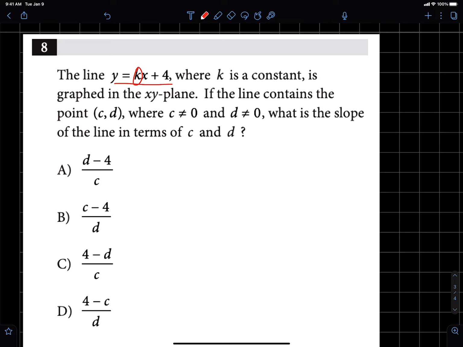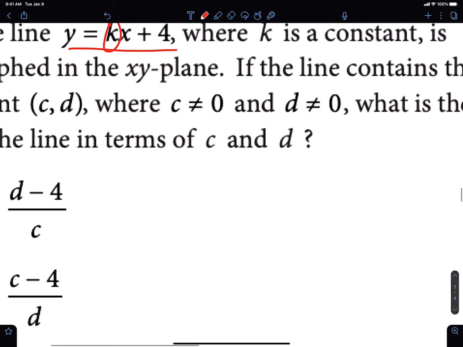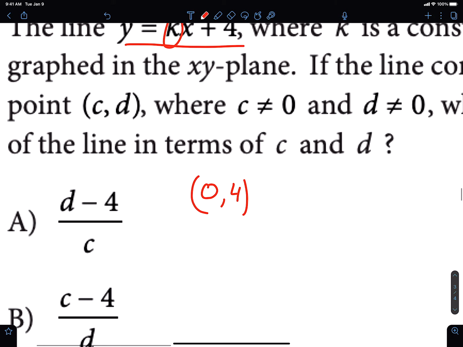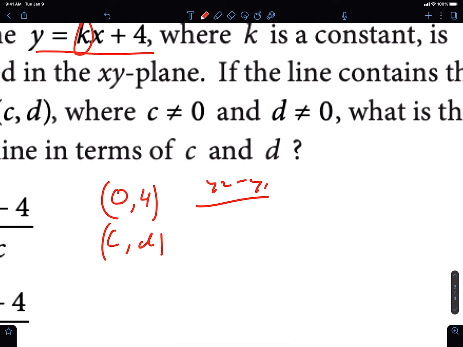Okay, so off the bat, we know that the y-intercept of this line is 4. Remember, the y-intercept occurs when x is 0, meaning that we have a point 0, comma 4 on the line, and we also have a point c, comma d. Remember, we want the slope of the line, and we said the slope is y2 minus y1 over x2 minus x1.